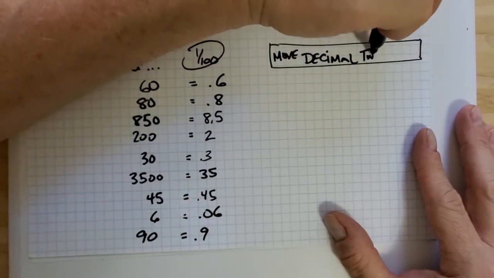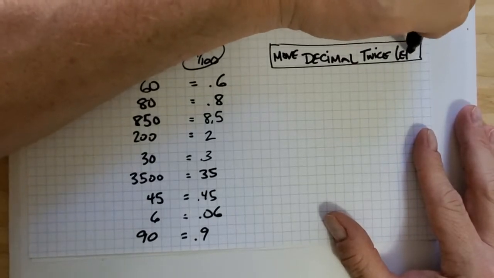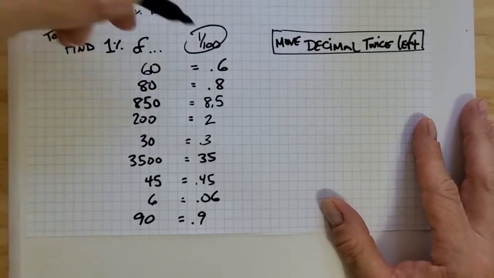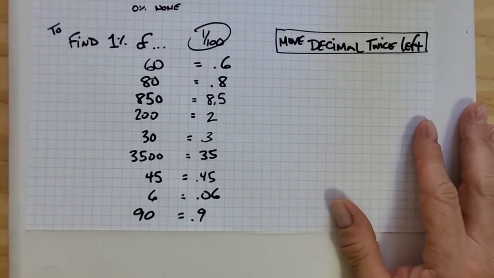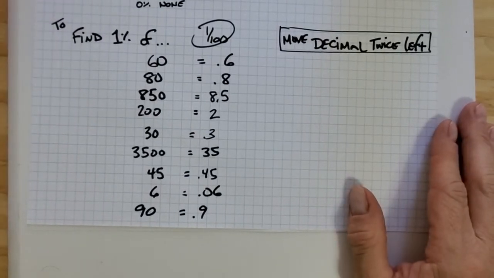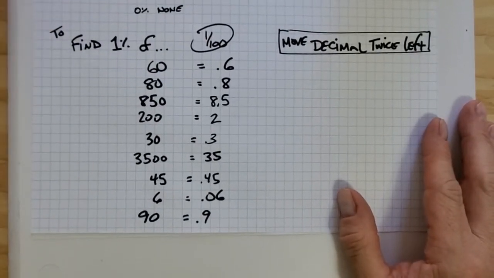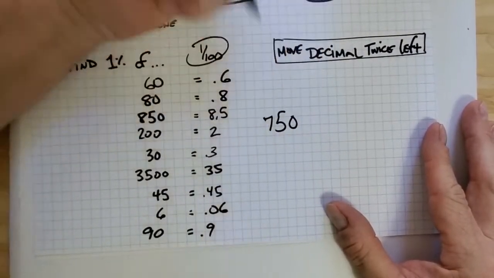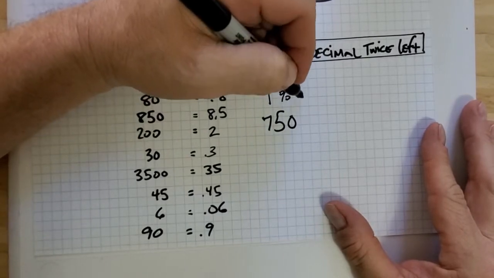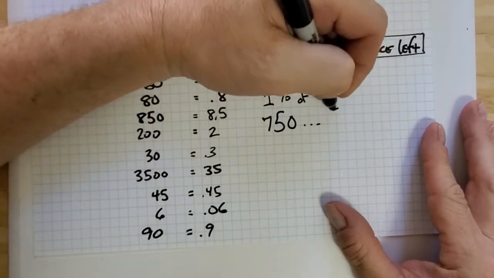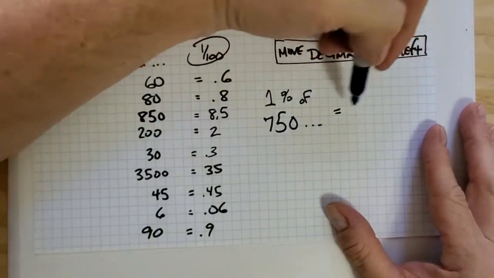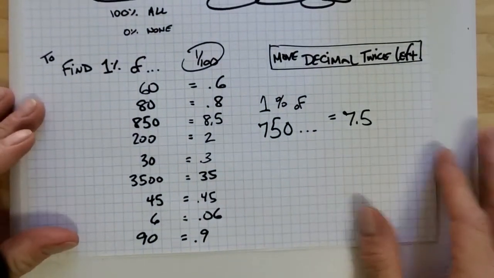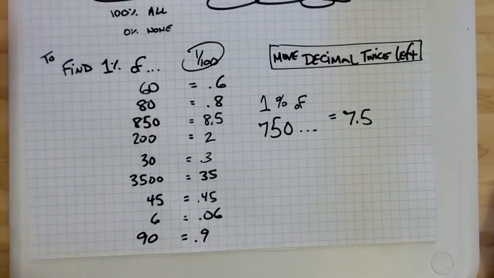Very good. You found out: move the decimal twice left on any value, 1, 2, and you'll get 1%. Why? Because it's 1/100. If you divide by 100, you'll find that answer. So to find 1% of any value, let's go with 750. The answer would be, move the decimal. There you have it. 7.5 is 1% of 750. Good for you.